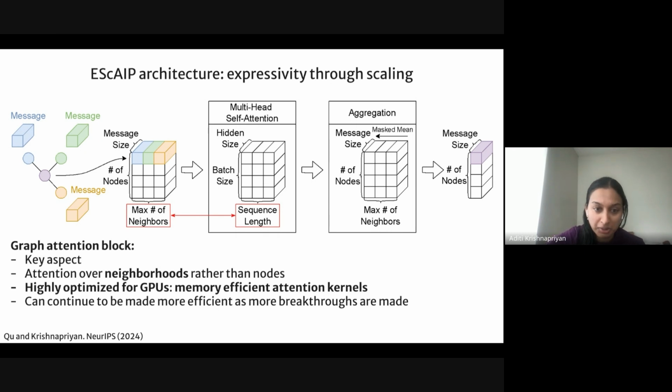And the way this is specifically designed is that it's highly optimized for GPUs. So we can use memory efficient attention kernels within this framework, which lets us accelerate a lot of the operations that you see here. And again, the common theme of this is this vision of thinking about how we develop methods that can be made more efficient as more breakthroughs are made. We do know that, at least in this field, there are so many people working on making a lot of these operations, a lot of the GPU kernels that are used, so much more efficient, because it affects fields of broader ML.